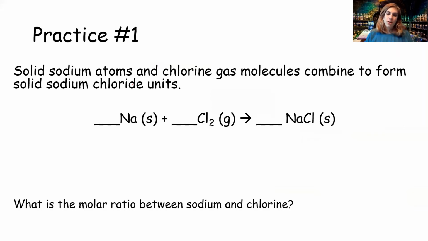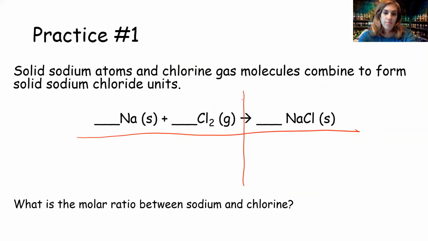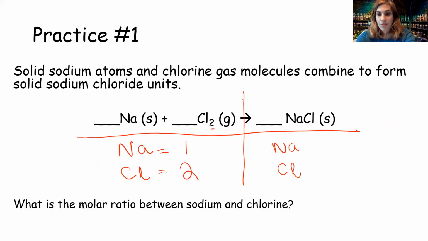Let's take a look at this first practice problem together. Since it's already written out right here, I don't need to write out the skeleton equation. So in this case, I'm just going to jump straight into splitting it and counting my atoms and begin. So in this case, I have sodium and I have chlorine. And if I were to count my atoms on both sides, I see that I currently have 1 sodium atom and 2 chlorines. On the right side for my products, I have 1 sodium atom and 1 chlorine atom.